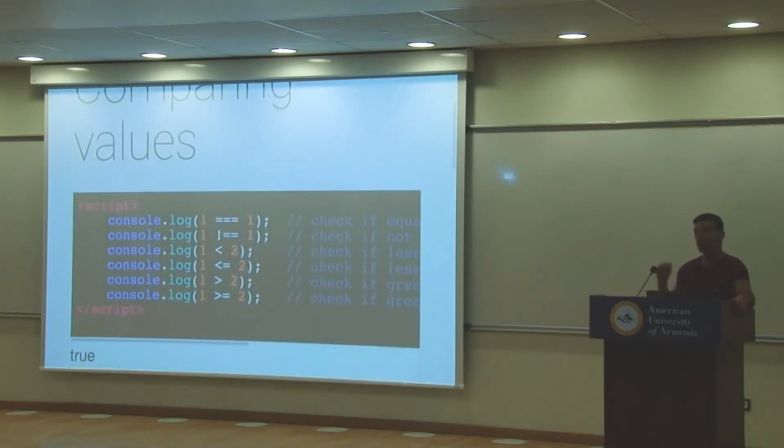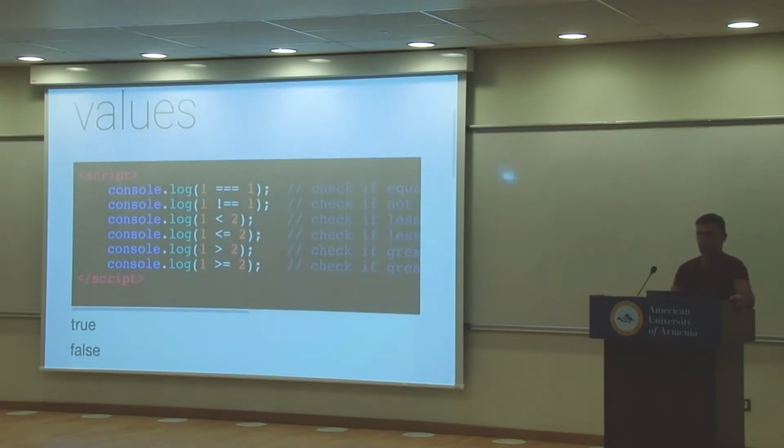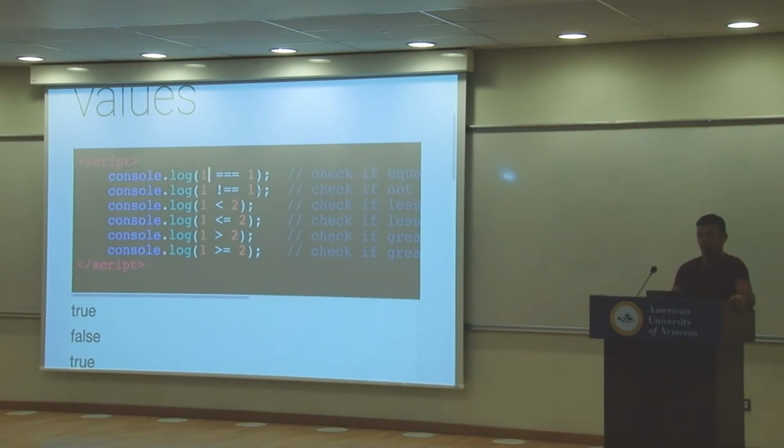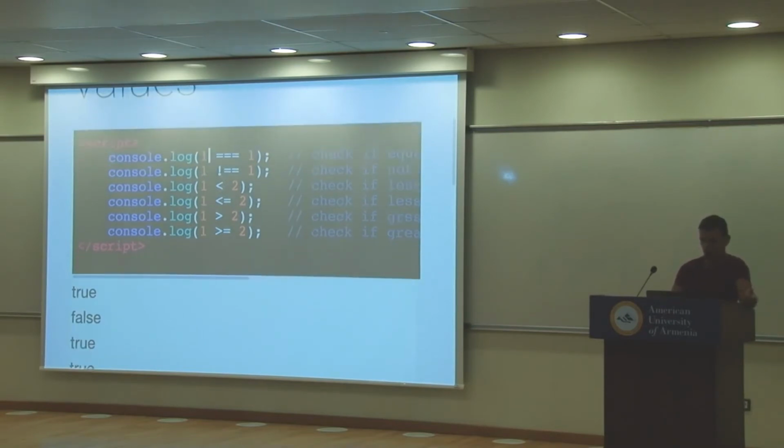Okay, so I mentioned this triple equals thing, right? Equal, equal, equal, okay? This will make a comparison, and it will produce a Boolean, which we know. It's either a true or a false. So is 1 the same as 1? Is 1 equal to 1? The answer to that is true, right? Is 1 not equal to 1? No, of course it is. So that's wrong. That's false, right? So we get false. Is 1 less than 2?